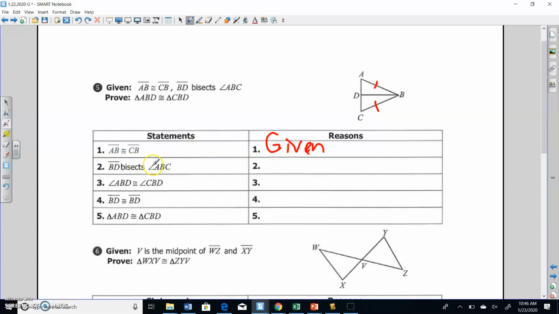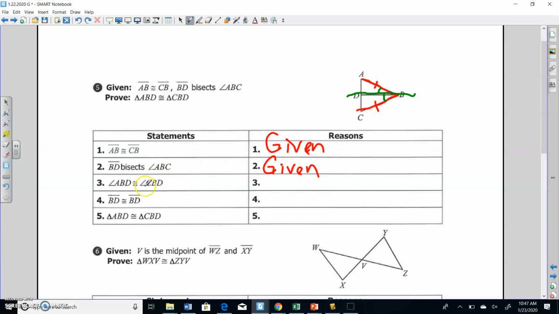Segment BD bisects angle ABC. How do we know that that is true? Again, that is given information. Okay, so our next statement comes from this given information. So what does bisect mean? Cuts it in half. So there's our angle ABC, and we are given that BD bisects that angle. So it's going to cut it in half. So this angle right here will equal that angle right there.